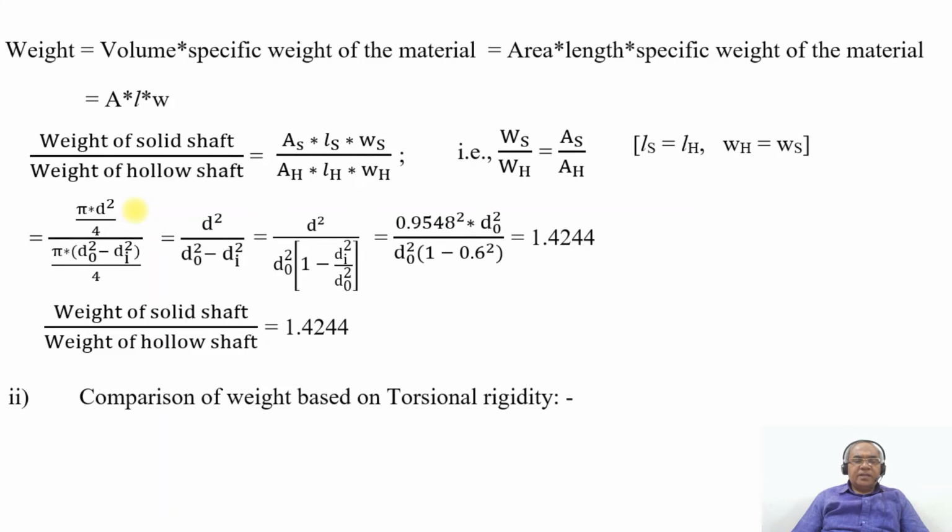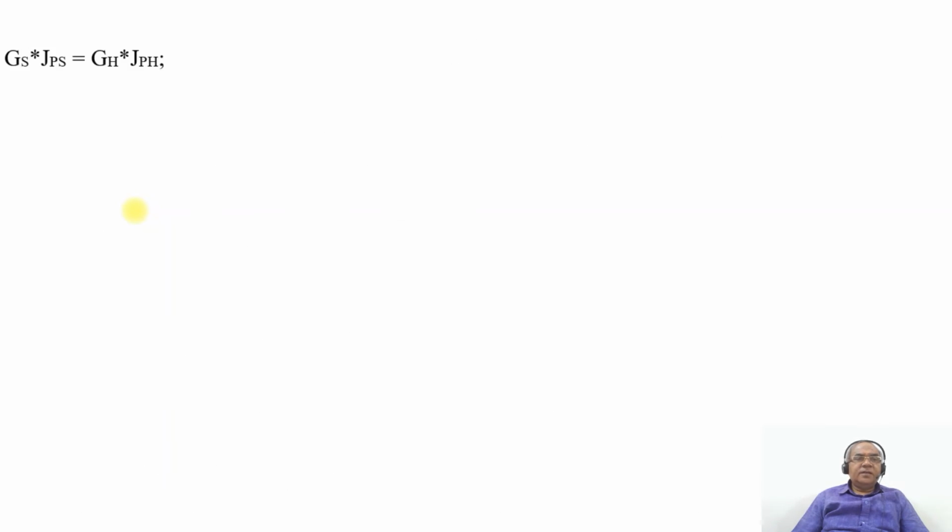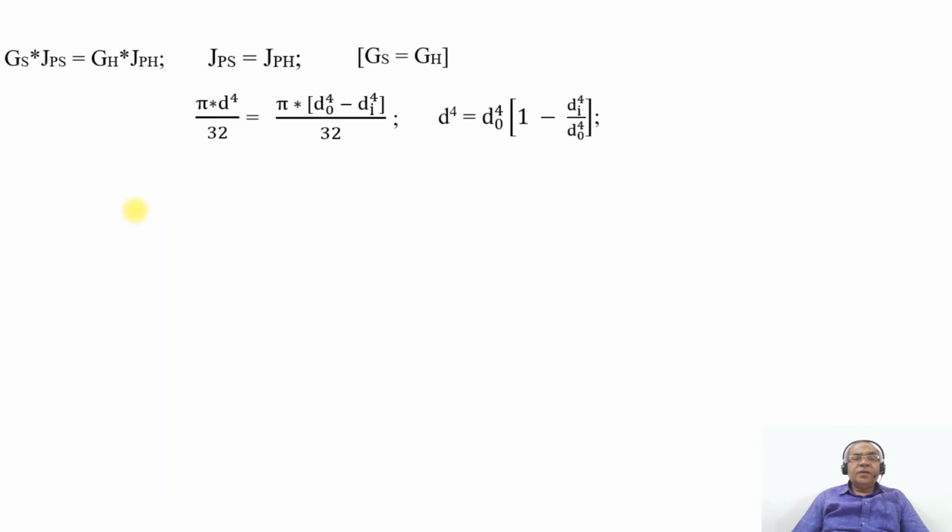The second one is the comparison of weight based on the torsional rigidity. What is torsional rigidity? It is T by theta, which equals G into JP by L. The torsional rigidity of the solid shaft is equal to the torsional rigidity of the hollow shaft. So GS into JPS equals GH into JPH. GS equals GH because it is the same material, so JPS equals JPH. So pi d to the power of 4 by 32 equals pi into d naught to the power of 4 minus di to the power of 4, divided by 32. Pi by 32 cancels.